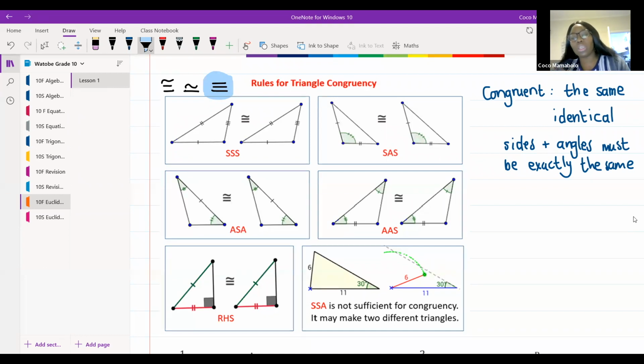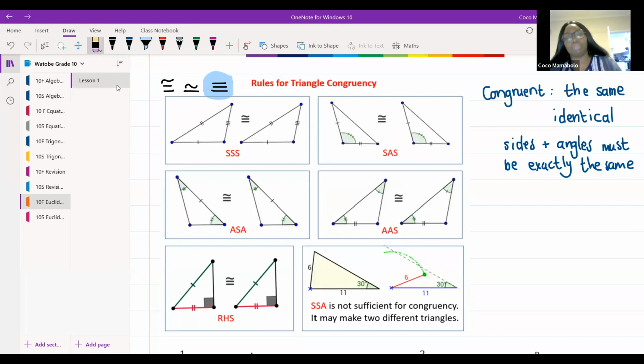There are only really 4 cases, or 4 rules, for congruency. We're going to look at it as 5 on the screen, but I'll explain why it's technically only 4. The first rule that we can use is side, side, side. This tells us that if all 3 sides are equal to each other, that's automatically going to tell me that the angles are equal to each other and that the shape is going to be the same.